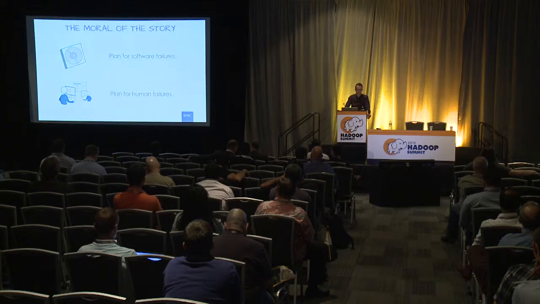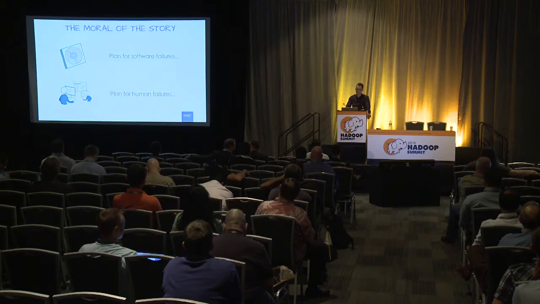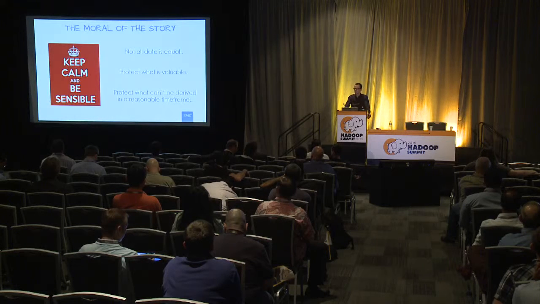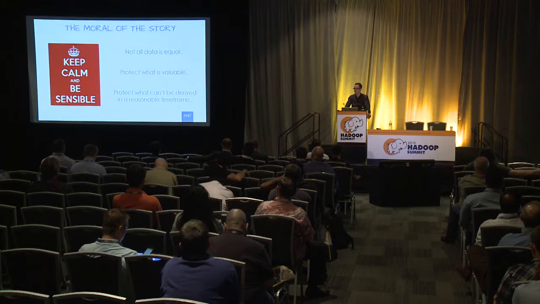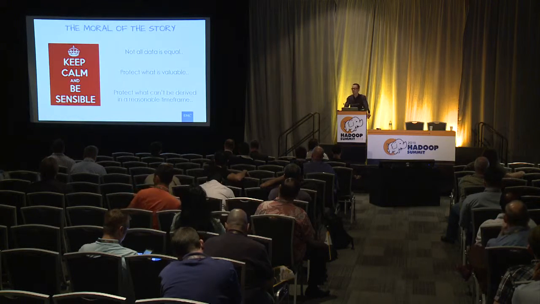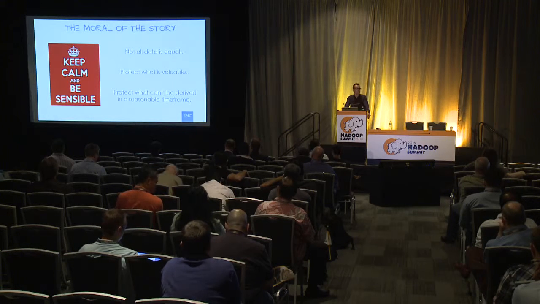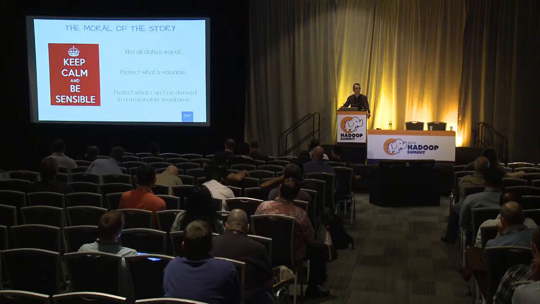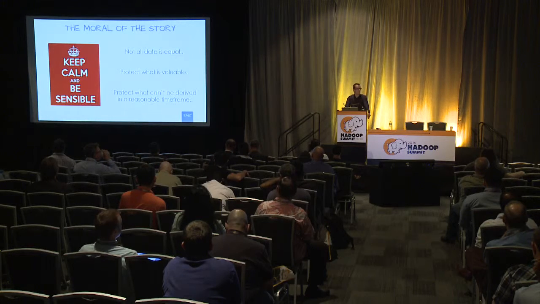The basic moral of the story here is that you should plan for software failures, plan for human failures, and if you think your data center is going to blow up or you're going to lose power, plan for site failures. But what I would say is, because you're dealing with huge volumes of data, you have to be sensible in your approach. Not all data is going to be created equal in a Hadoop cluster. So only protect the data that you determine is valuable, and only protect what can't actually be derived in a reasonable time frame. So if you have result sets that you can recreate quickly, perhaps you don't need to protect them. But you do need to protect the sources for those result sets.